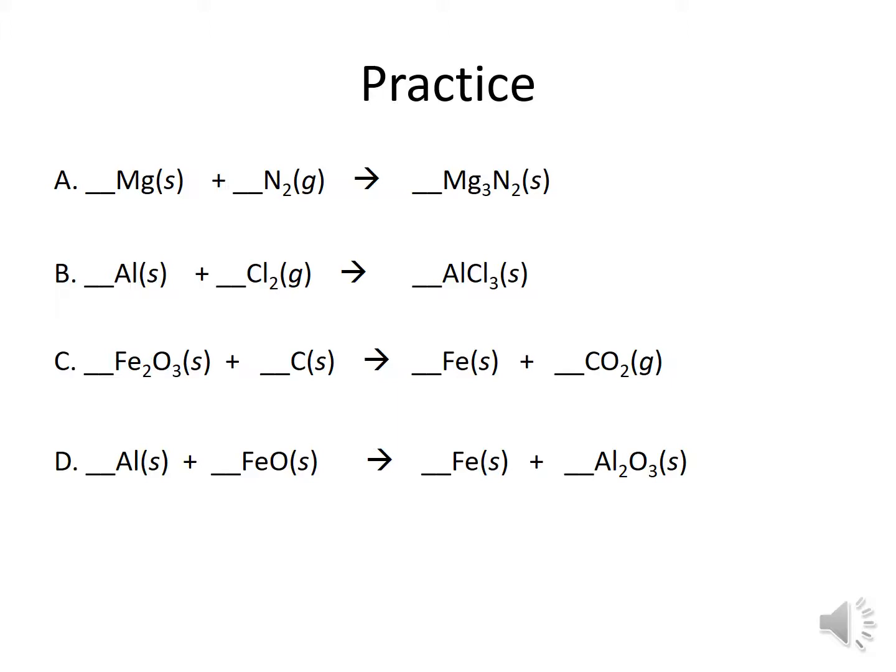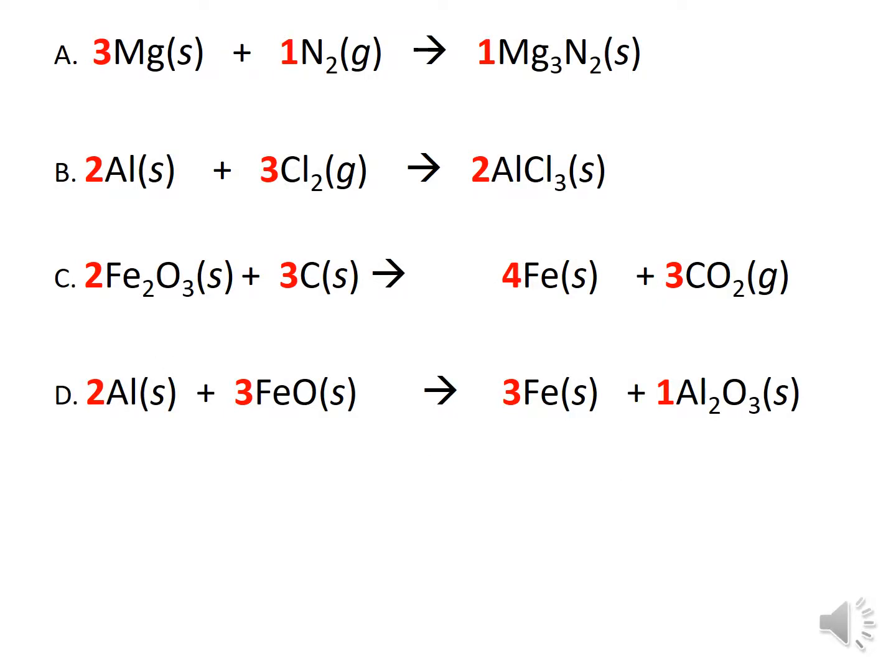Letter D only has 1 aluminum on the left, 2 aluminums on the right, so I need to put a 2 in front of the aluminum. The 3 oxygens on the right can be balanced by putting a 3 in front of FeO on the left, and then the 3 Fe's on the left can be balanced by putting a 3 in front of iron Fe on the right. So here's what those equations would look like with their coefficients that allow them to balance.